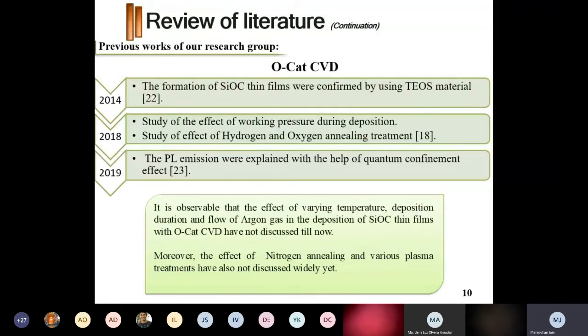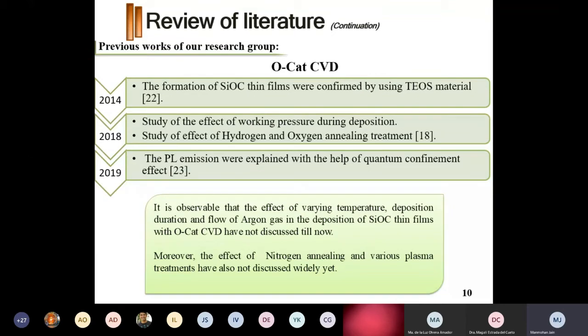If we talk about the previous work of our research group, first I will talk about the OCAT CVD. Firstly, the formation of silicon oxycarbide thin films using TEOS material was confirmed in our group in 2014. In 2018, we published another paper in which the effect of working pressure was explained, along with the effect of hydrogen and oxygen annealing treatment. In 2019, the region of the PL emission was also explained with the help of the quantum confinement effect.